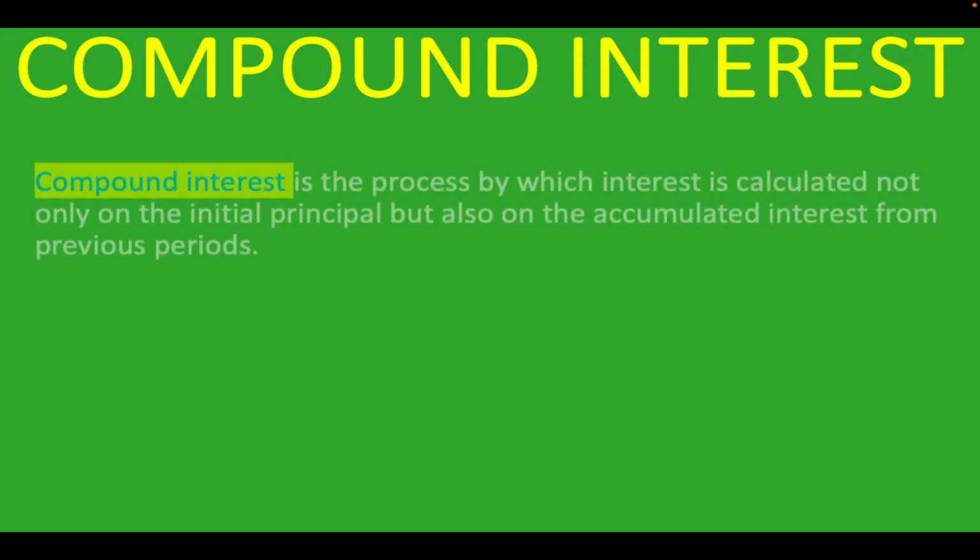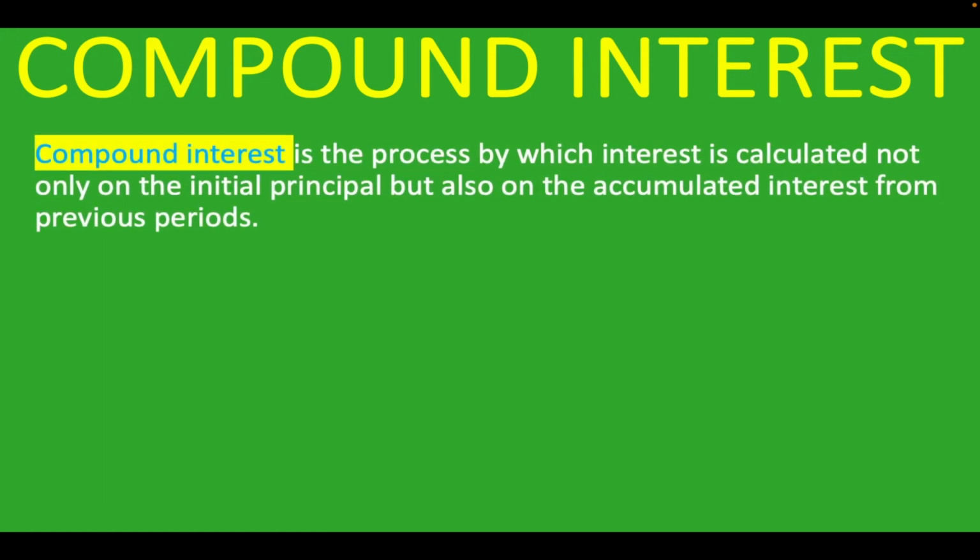So what is compound interest? Compound interest is the process by which interest is calculated not only on the initial principal, because that's what simple interest does, but also on the accumulated interest from previous periods. This is why it's called compound interest. You might have heard the term the power of compound interest. This is precisely why you're not only calculating interest on the initial principal amount, but with each new period, you're calculating interest based on the initial amount plus whatever interest you would have earned or incurred from the beginning.